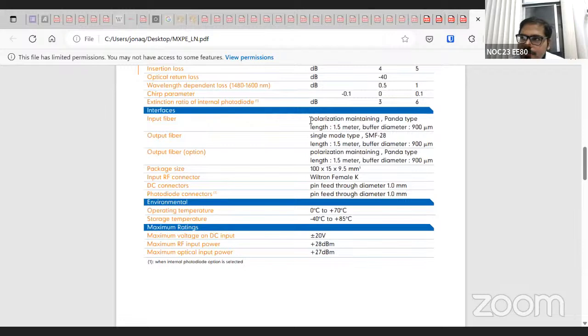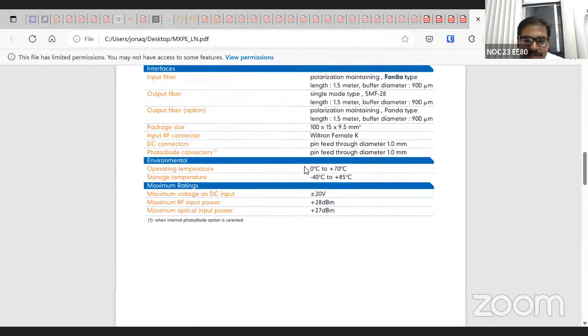And we mentioned in the class that they're responding to only a preferred polarization. So the input and output fibers are polarization maintaining fibers. Specifically, this one here is a panda type fiber, the most commonly used polarization maintaining fiber. So I hope you've got a feeling for what kind of numbers you can expect.